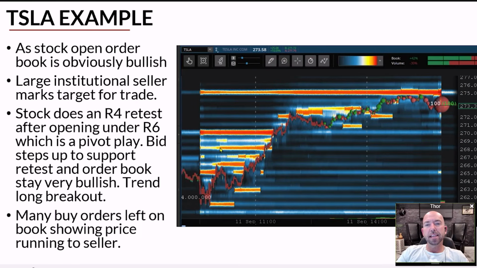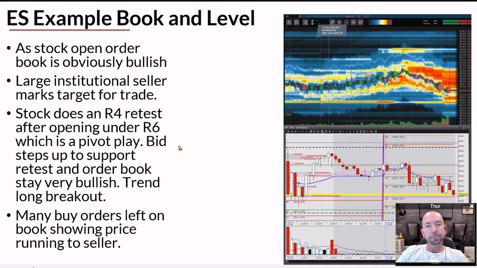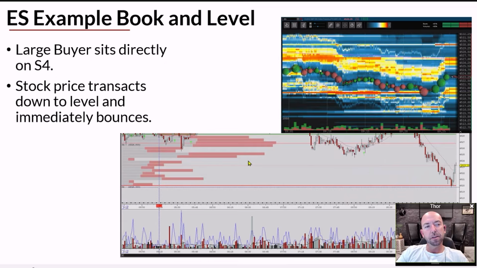So here's an example of Tesla. It showed a really aggressive order book. You can see here an example of sellers coming in a panic, chasing after the price. Notice how that pushed us down on this day for the ES.